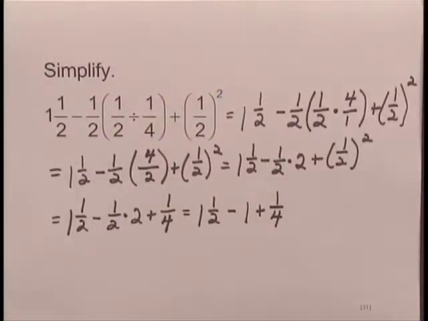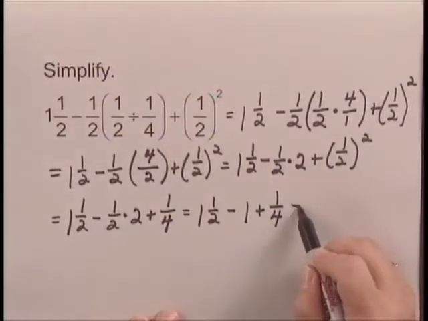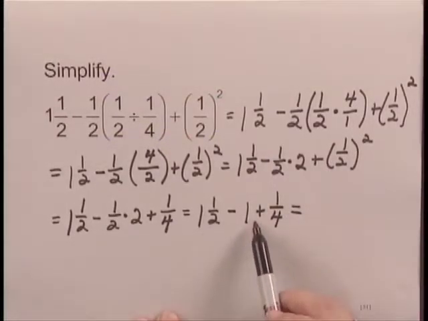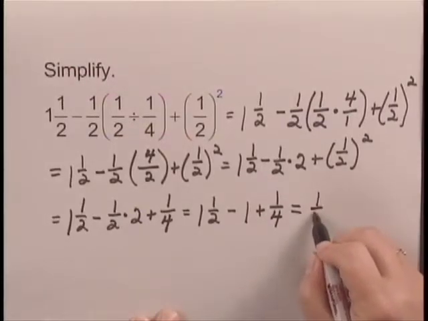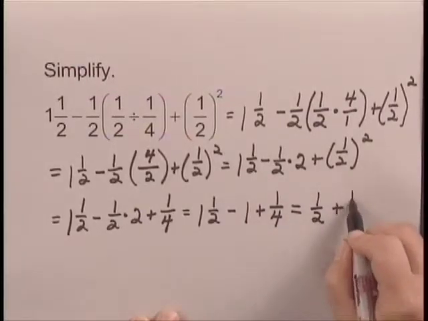Now all I have left is additions and subtractions. I perform them in order from left to right. First of all, I do 1 and 1/2 minus 1. That gives me 1/2. I'm left with plus 1/4.